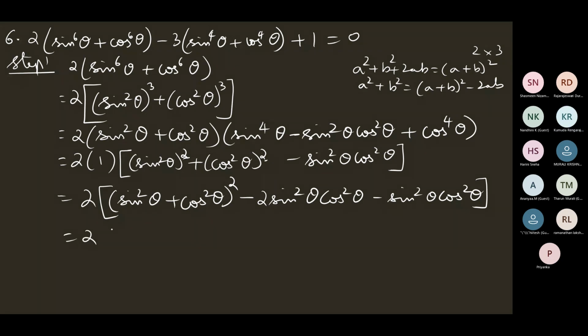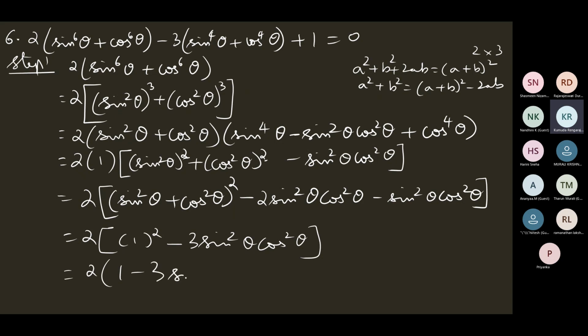You know that sine square theta plus cos square theta is 1. So 1 square minus 2 sine square theta cos square theta minus sine square theta cos square theta, which is minus 3 sine square theta cos square theta, because they're like terms. Now finally we have 2 into 1 minus 3 sine square theta cos square theta. On opening the bracket, we get 2 minus 6 sine square theta cos square theta. This is about step 1.